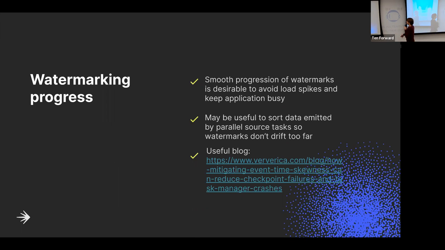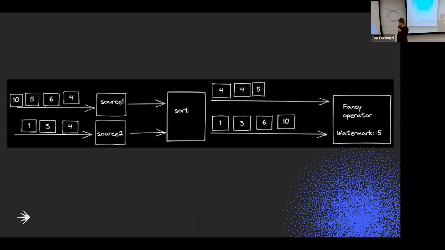And one technique I found in this blog post here is sorting data. That's a good blog. I would recommend reading that. This is what sorting would do for you. It basically balances the event timestamps of your source data such that the minimum is closer together than it would otherwise be, even for parallel subtasks such as the ones emitted from sort.